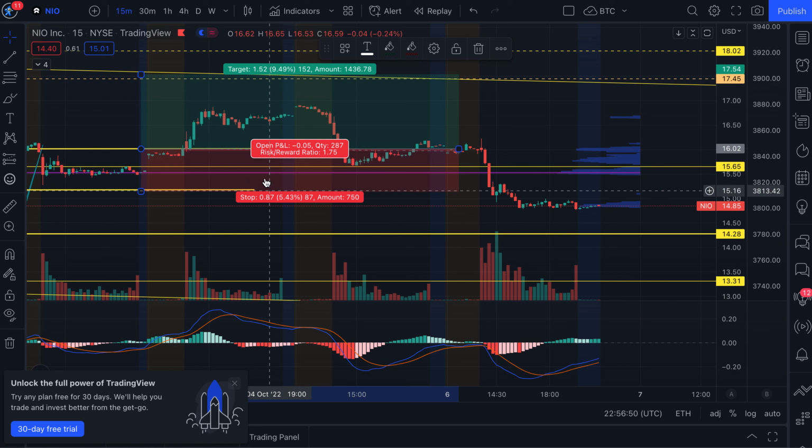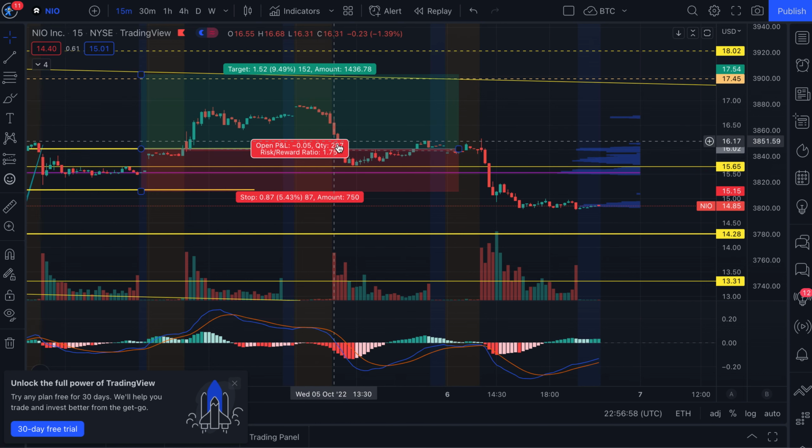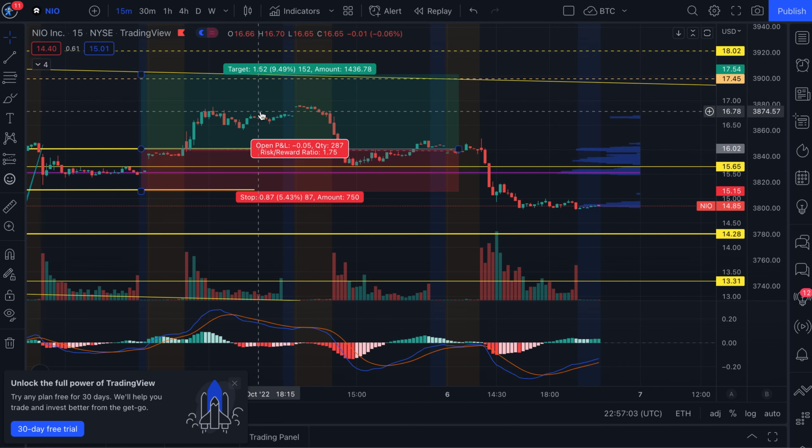The stop loss was 15.16, so we would move our stop loss up to 16, which would have been our entry, and that means that we would have gotten out somewhere around here with the runner. We should have taken the profit up here.